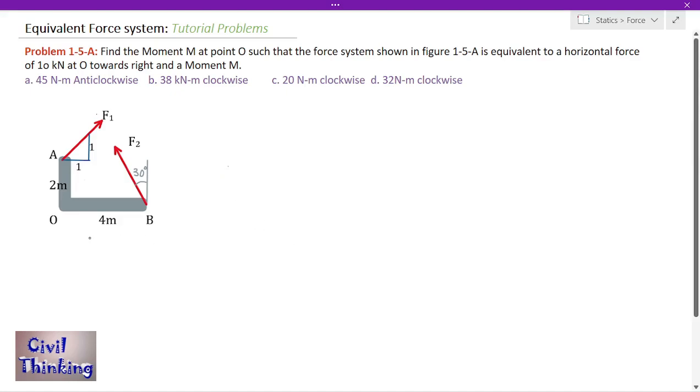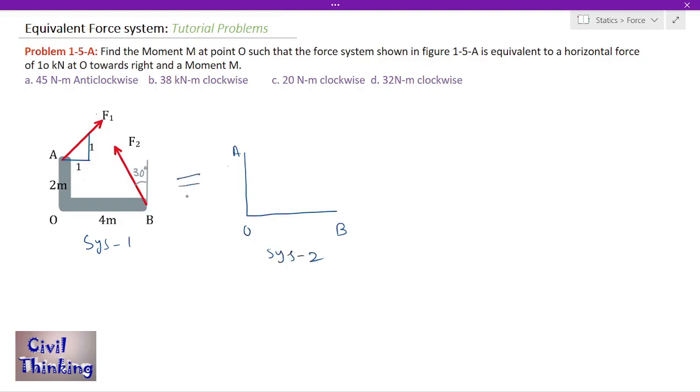Now let us say this is system 1, and we have another system here. This is system 2. This is point O, this is point B, this is point A. Now they are equivalent to each other. What does it mean? It means summation of all the forces in this system is equal to summation of all the forces in this system, and summation of moment at any point in this system is equal to summation of moment at any point in this system.